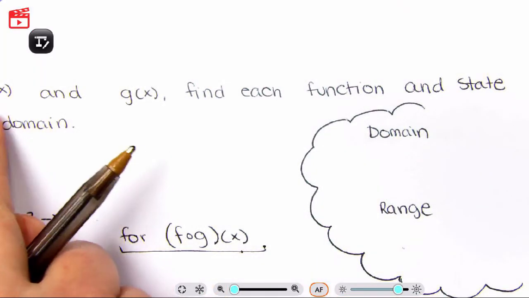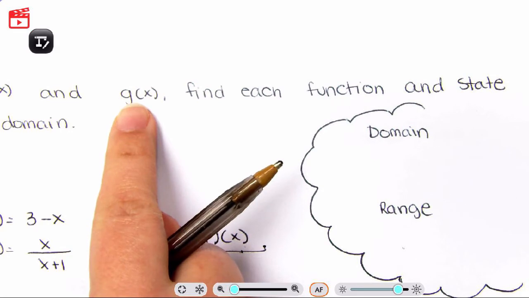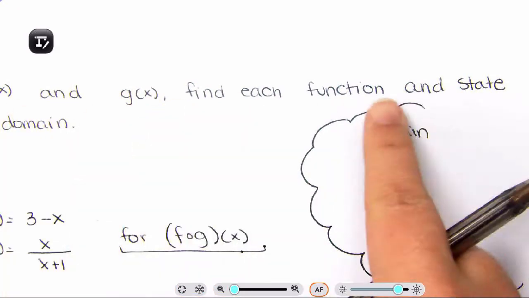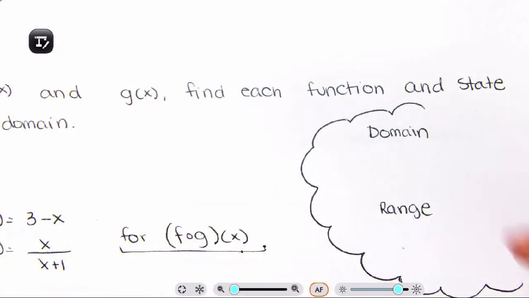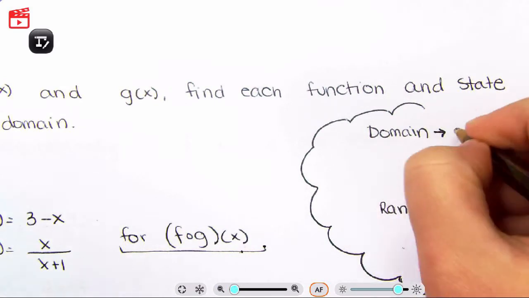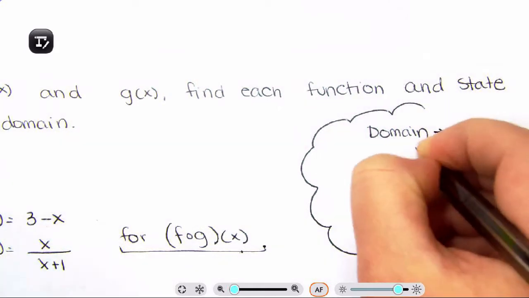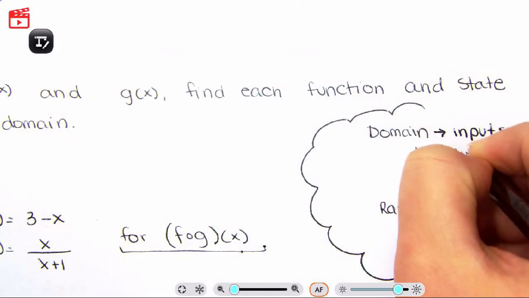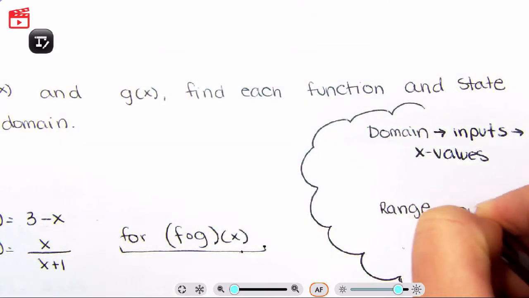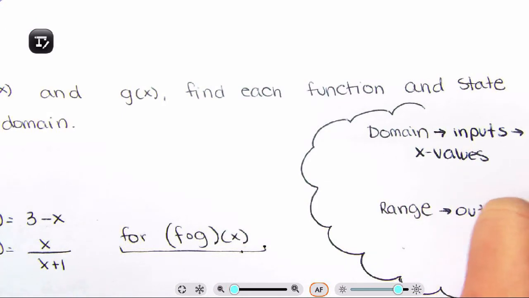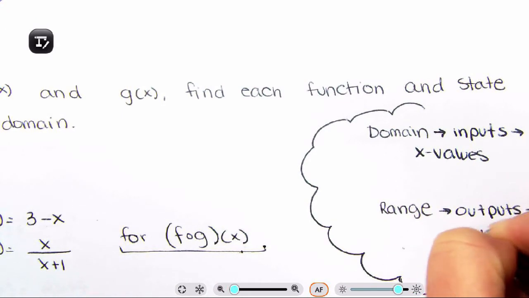Because this is asking us, given f of x and g of x, find each function and state its domain. So just a reminder, domain are our inputs, and that is our x values. Range is our outputs, and that is our y values.